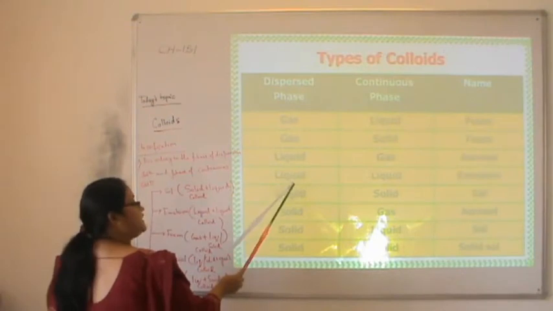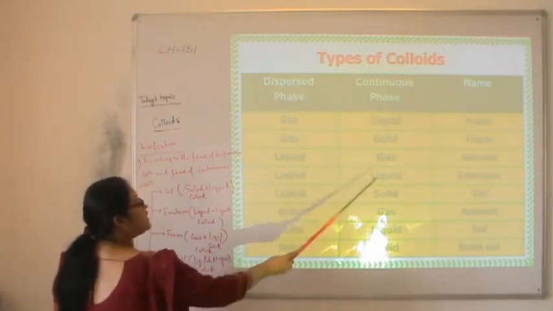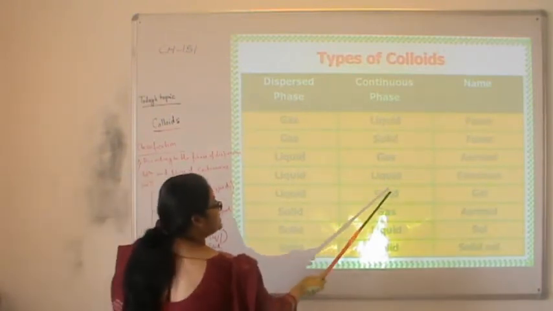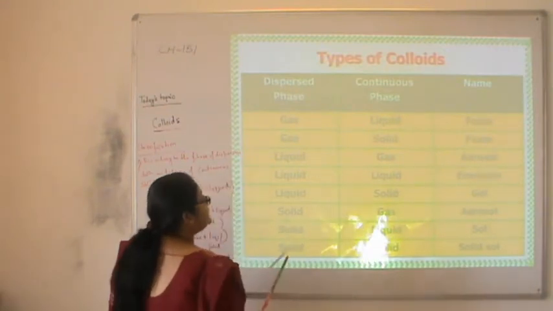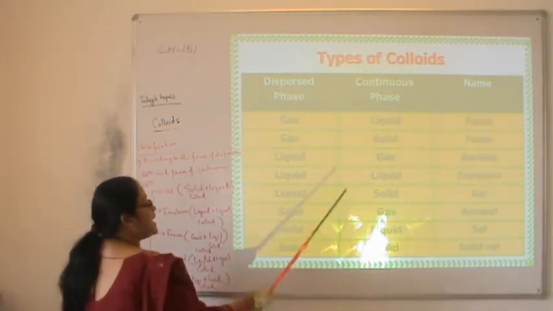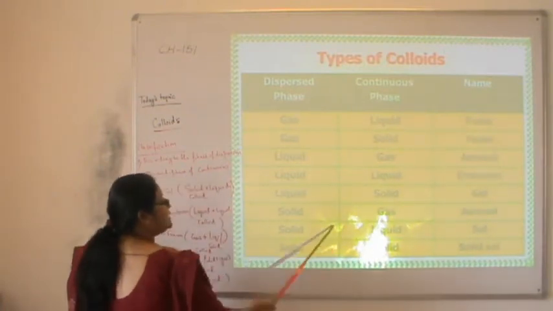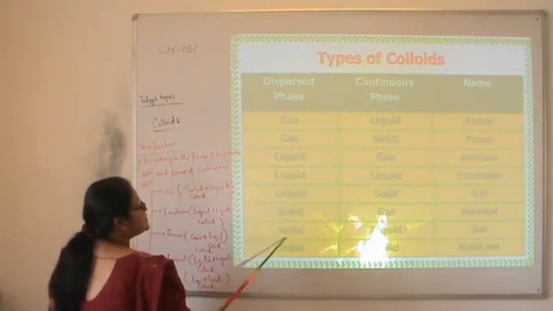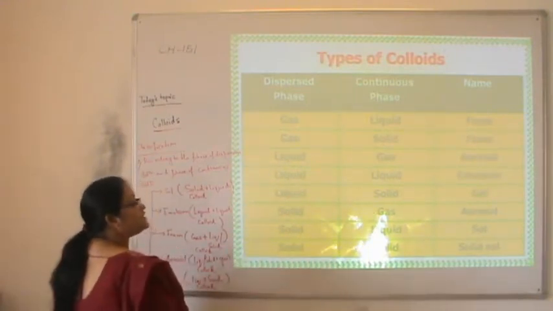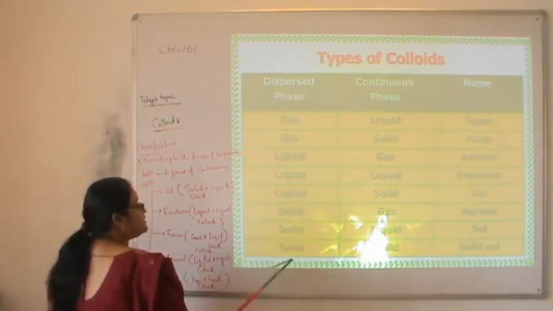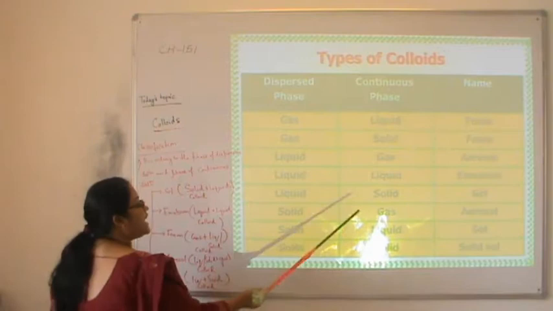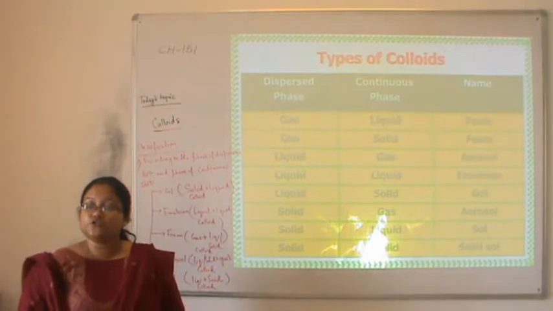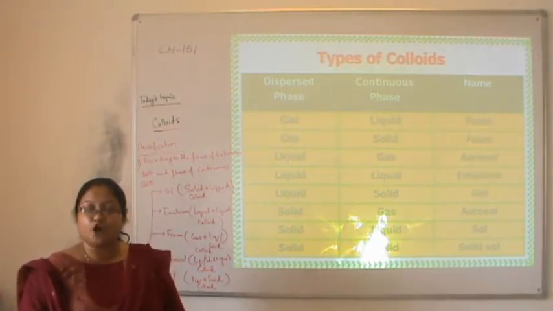When the dispersed phase is liquid and continuous phase is liquid, liquid colloid is called emulsion. When the dispersed phase is liquid and continuous phase is solid, the name of the colloid is gel. When the dispersed phase is solid and continuous phase is gas, solid gas colloid is called aerosol. When the dispersed phase is solid and continuous phase is liquid, the name of the colloid is sol. When the dispersed phase is solid and continuous phase is solid, the name of the colloid is solid sol. So these are different types of colloids.